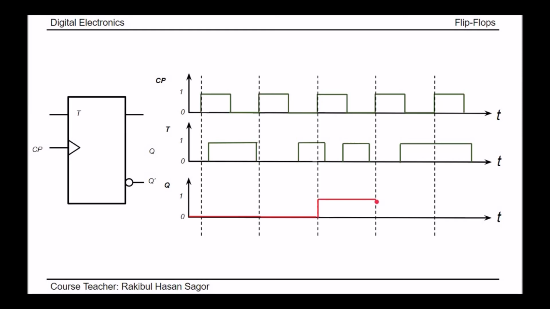point. When the clock pulse triggers again, we see here we have T equal to 0. T equal to 0 means it will hold the previous data. What was the previous data? In this case, the previous data was 1. So it will continue this value.